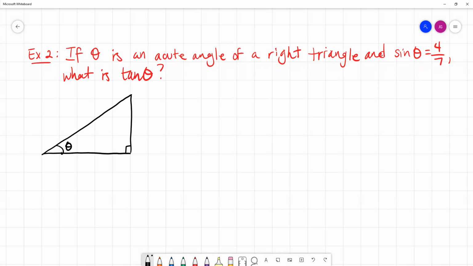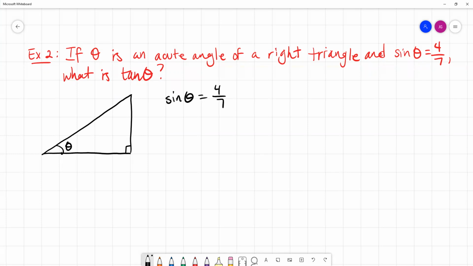So there's my right triangle. Acute angle, remember, means an angle less than 90 degrees. In a right triangle, the other two angles are always going to be acute. That's a little bit redundant, but I'm letting you know that's what you're going to see in a lot of the instructions. And they give us an extra tidbit. They tell us that sine of theta, this theta right here, is 4 over 7. We need to use this information, that's all we have, to find the tangent of theta.